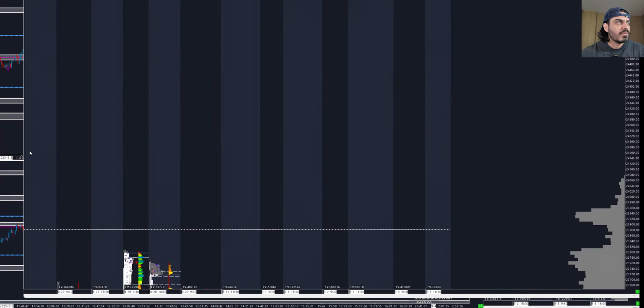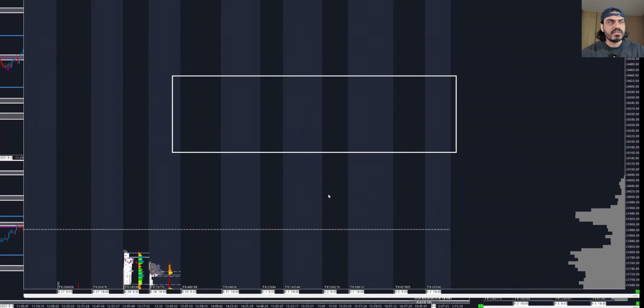a balance, right? So if we have a balanced area like this, a distribution, the key for the pullback is a movement into this area. Simple as that. If price enters into that new balance to the upside or to the downside, so to the upside like this or to the downside like this, then we have the expectation to continue that momentum in that direction, since it takes a lot of volume to be able to enter into an area like this.